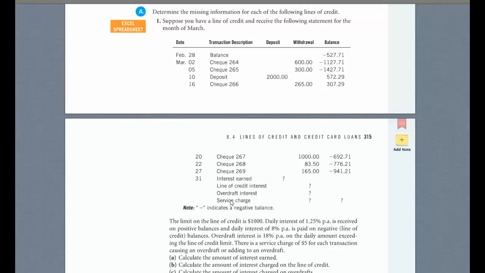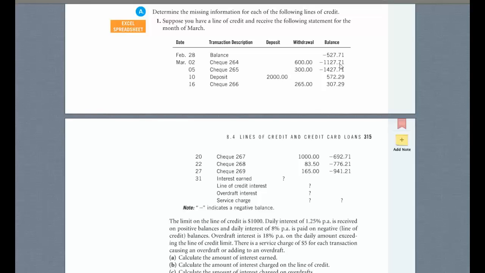So let's look at our chart again. Question B says calculate the amount of interest charged on the line of credit. So you need to find the total amount of interest charged. You're charged on negative balances up to $1,000. So in other words, we're looking for the amount of interest, not overdraft. Okay, so we know that we're charged interest when it's negative, so the 527.71. Here we go into overdraft.